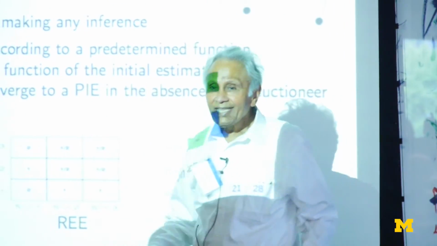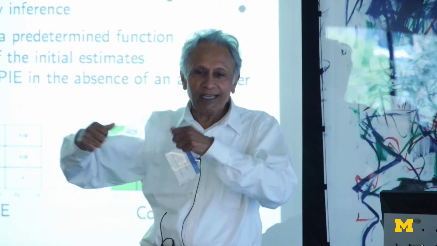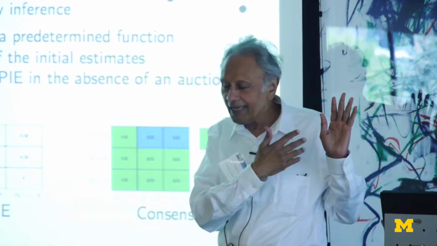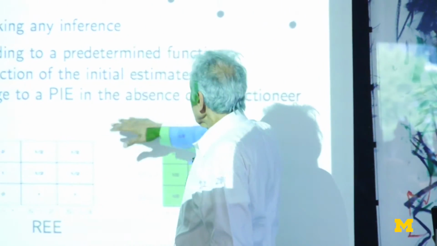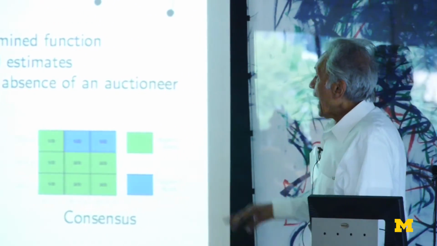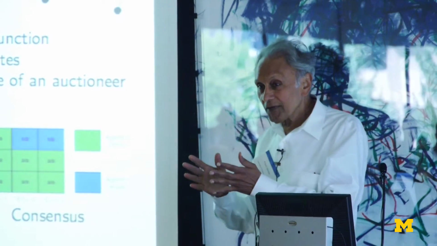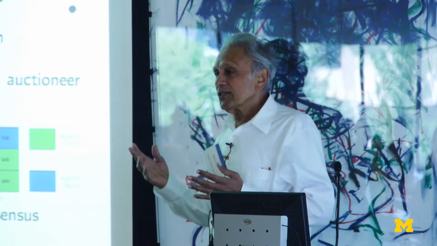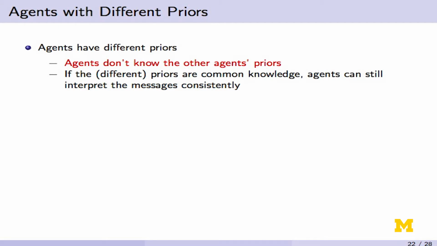But in this story, the agents are not rational. They're just doing it mechanically: take what you get from your neighbors, take the average, and send it off to your neighbors again. And it's possible that this thing will converge to a partial information equilibrium, right, in the absence of the auctioneer. So that's yet another notion of convergence, but it doesn't have any information theoretic or rational calculus story behind it.